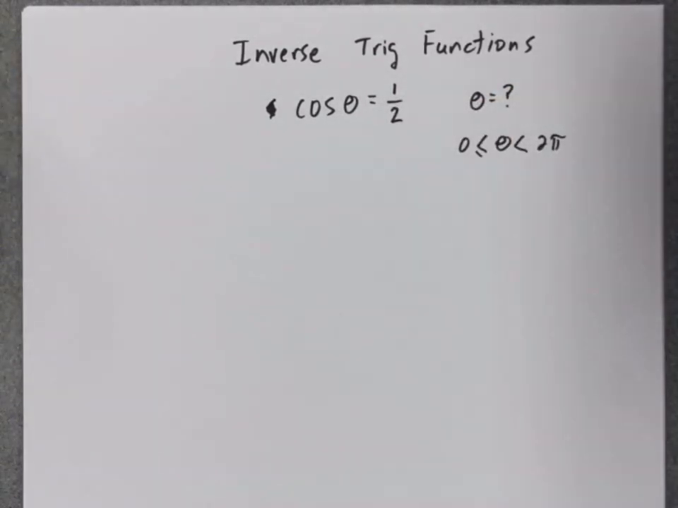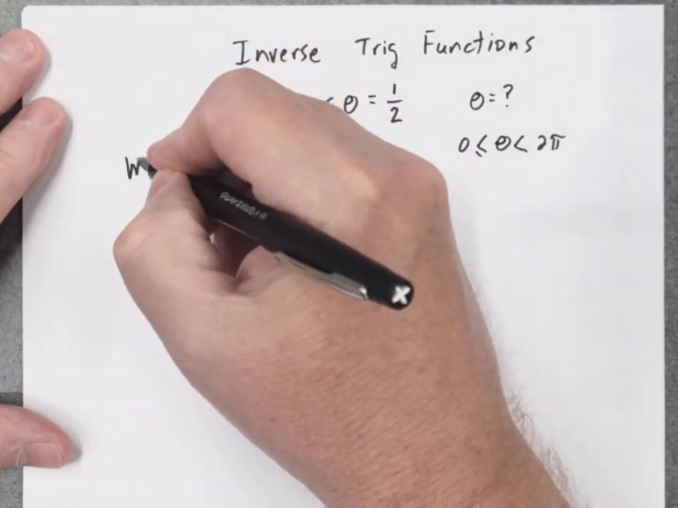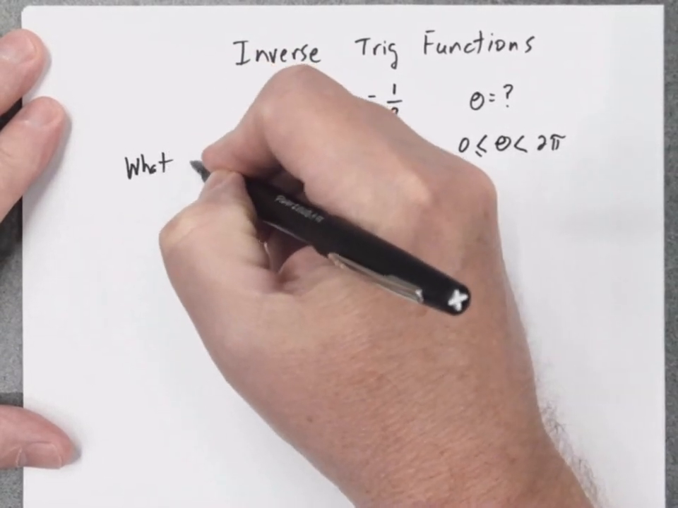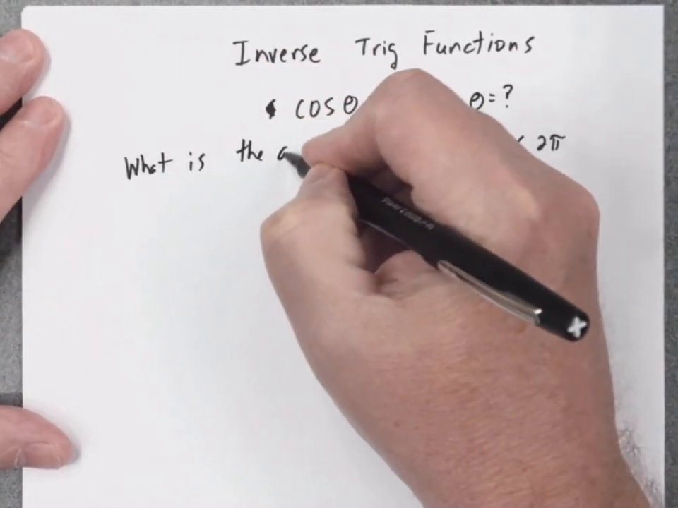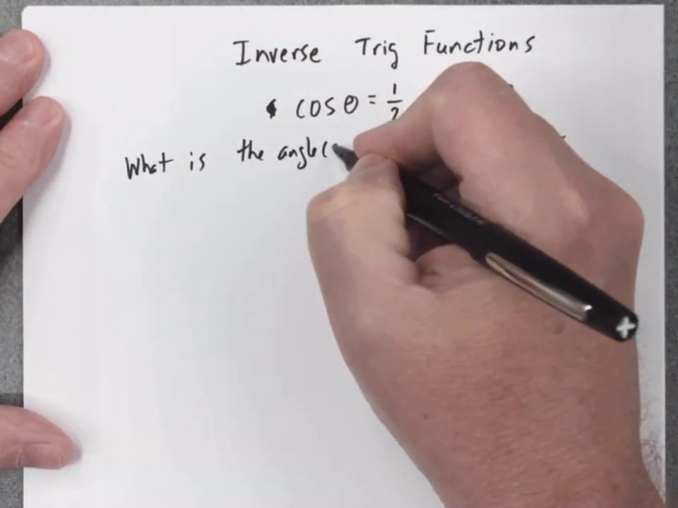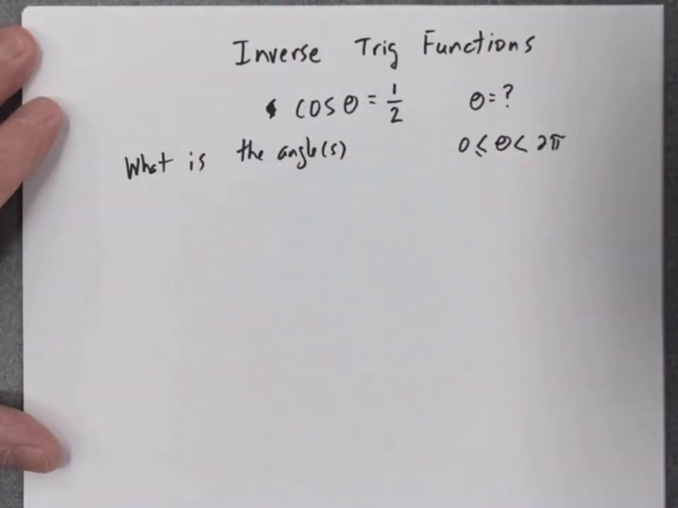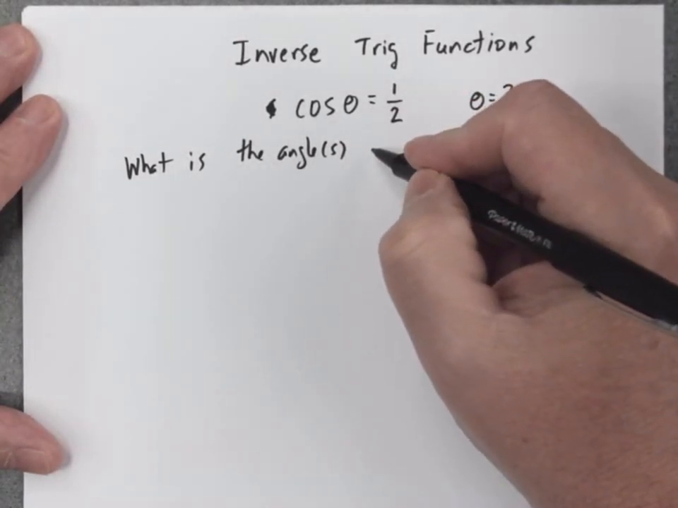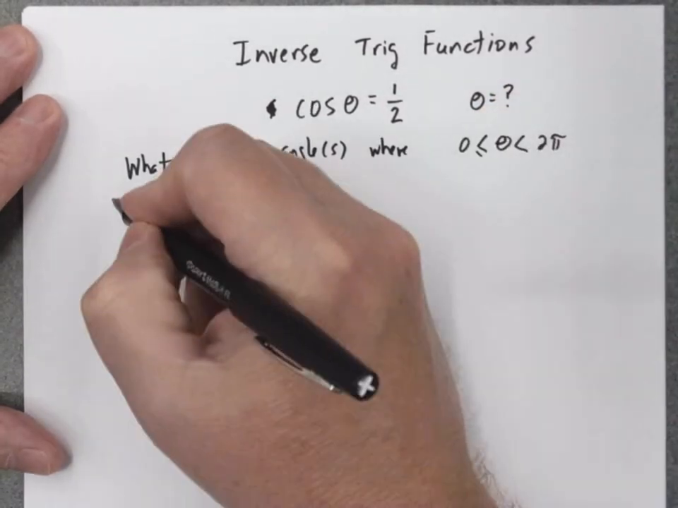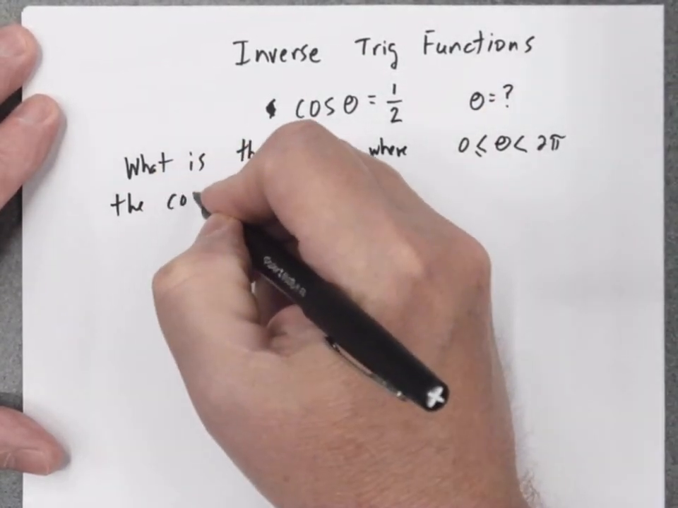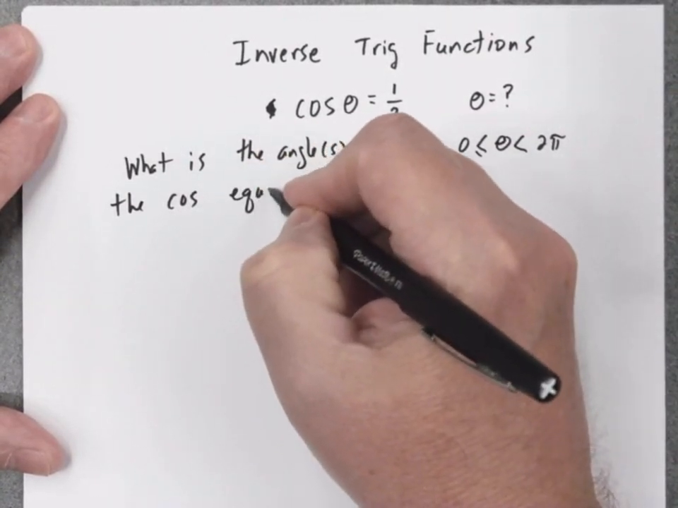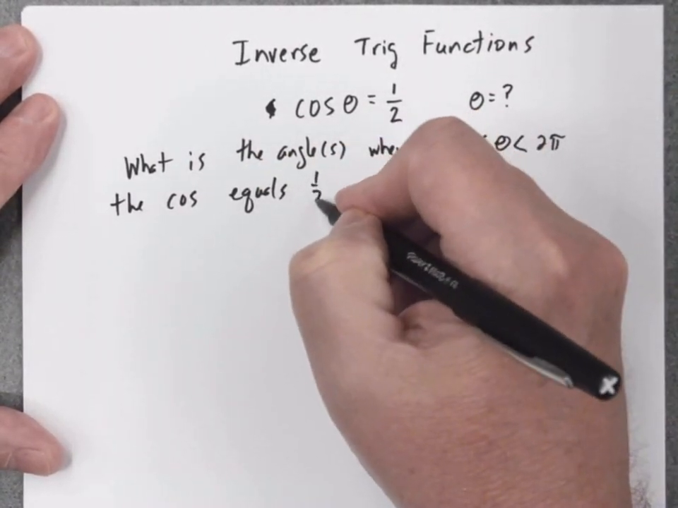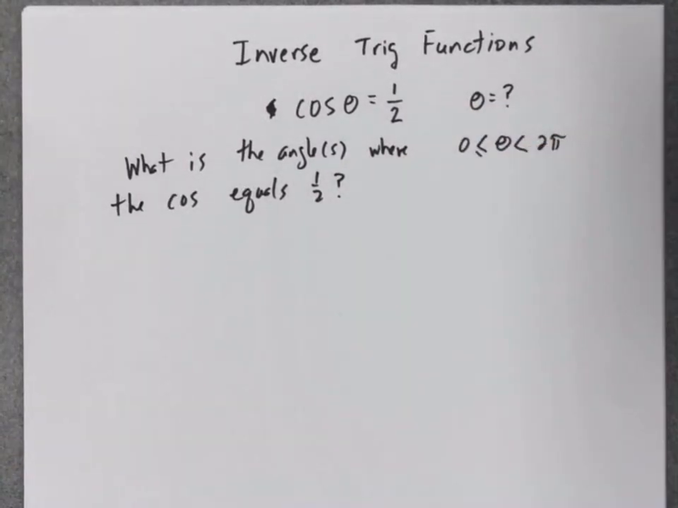We've had this kind of problem before, and I want to emphasize, when I look at a problem like this, here's the question I ask in my mind. What is the angle? Could be more than one. What is the angle, or what are the angles, where the cosine equals 1/2? Very straightforward.